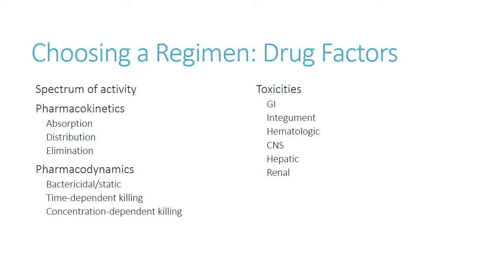And then the other big thing you want to look at is toxicities. GI is going to be a big one. GI upset is going to be a big side effect for most of these antibiotics. You can see issues with hematologic toxicity. Some of these can cause things like thrombocytopenia or agranulocytosis, CNS toxicity, hepatic toxicity, renal toxicity. So we'll look at all these different factors in deciding what antibiotics we're going to use for our patient.